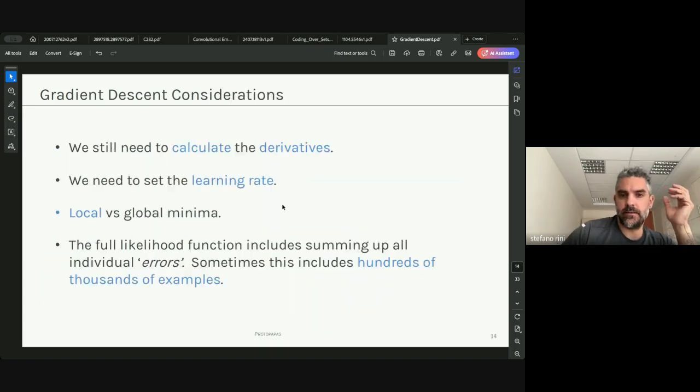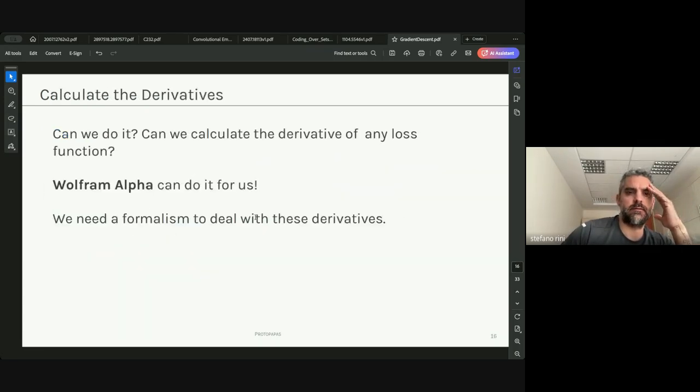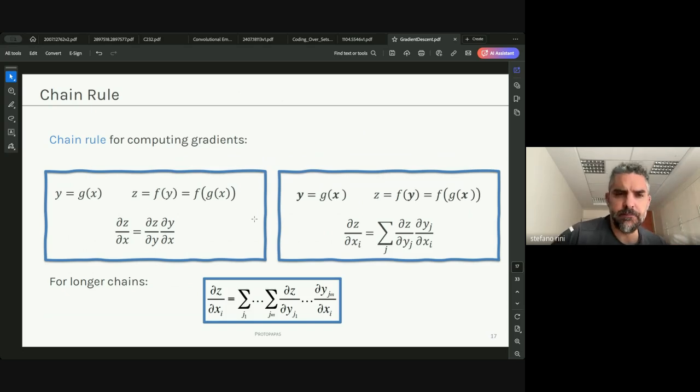Sorry, guys. The controls here are a little bit crazy.